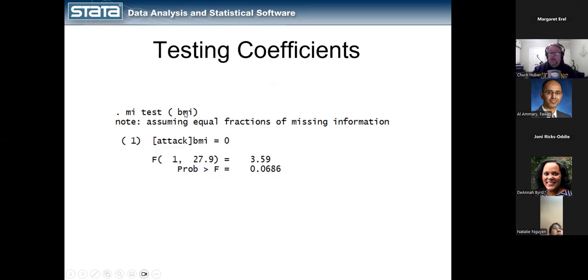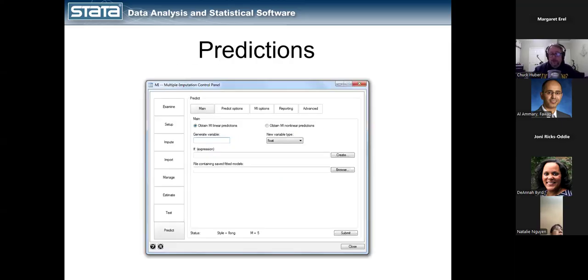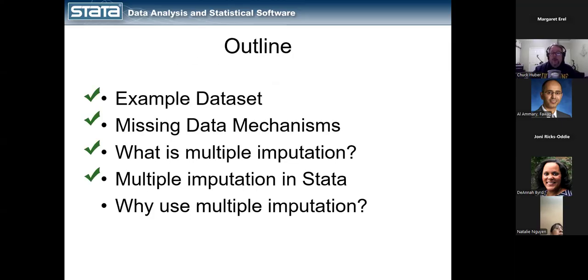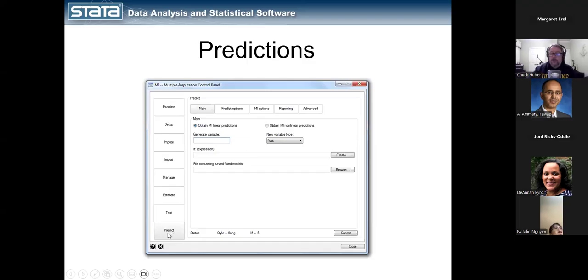So, and that's testing whether or not that coefficient for BMI is zero. It has nothing to do with the missingness anymore, other than it's using the multiple imputation engine to do all of this. Finally, if you wanted to predict some, well, we're not going to go into that today in the interest of time.